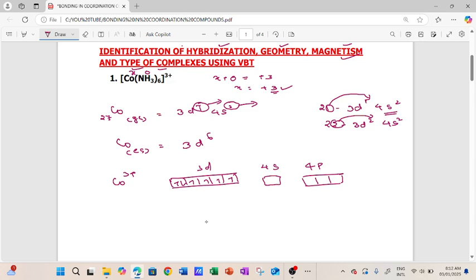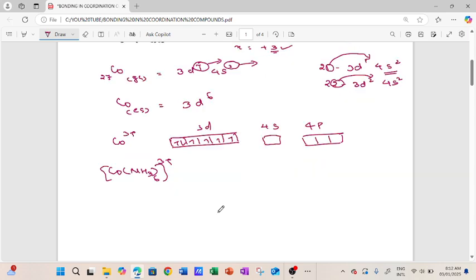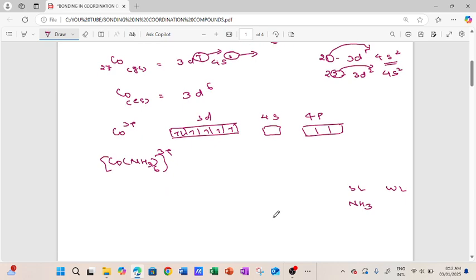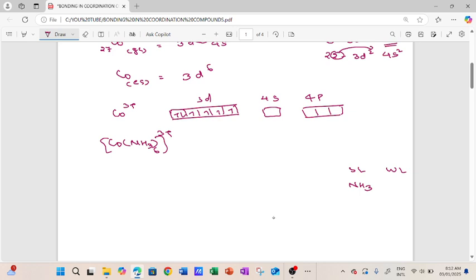Second step, the central metal atom is combining with ammonia, or ammonia is approaching the central metal atom. Because of the presence of ammonia, something will happen to the configuration of the 3d orbital. For that, a small thing you have to study: some ligands are called strong ligands and some are called weak ligands. The strength of a ligand is explained by crystal field theory, by comparing crystal field stabilization energy and pairing energy.